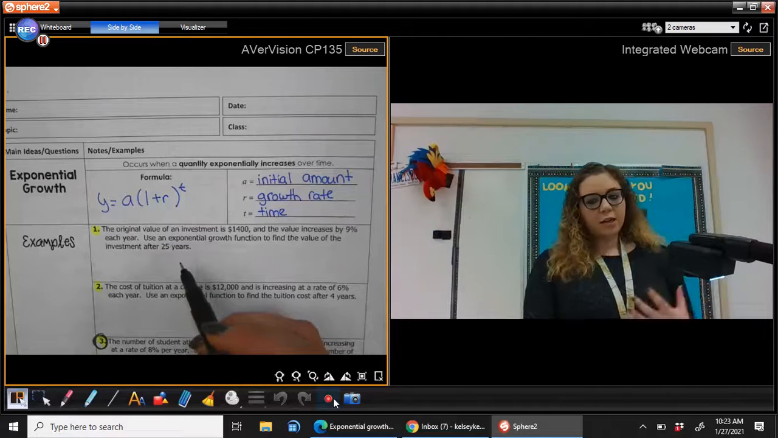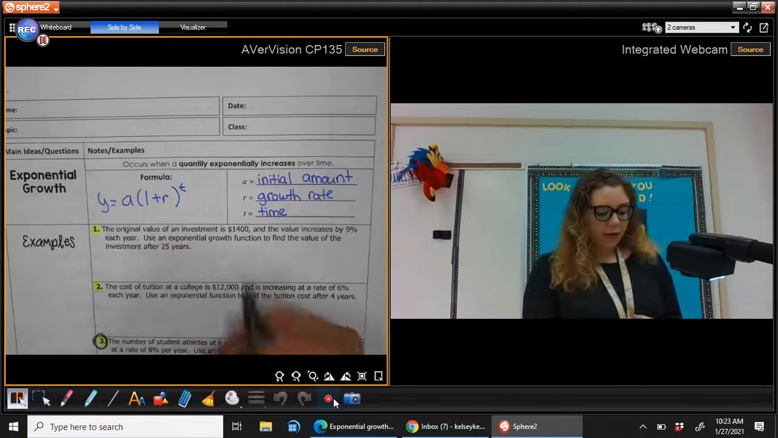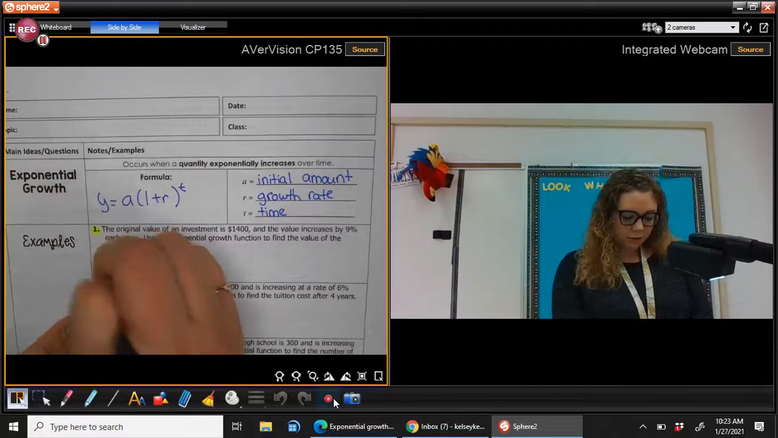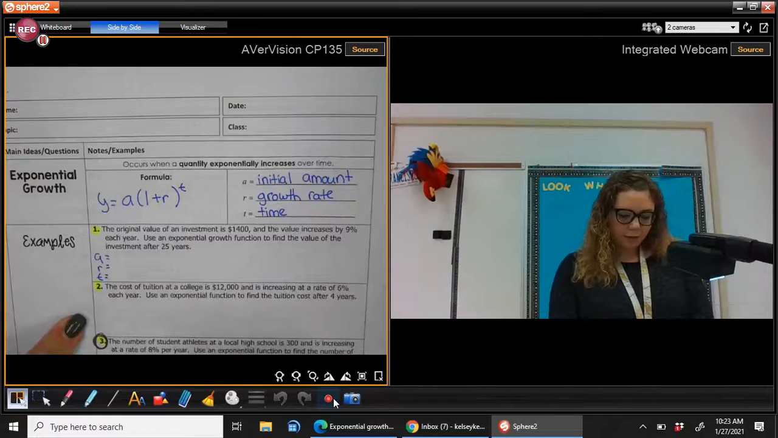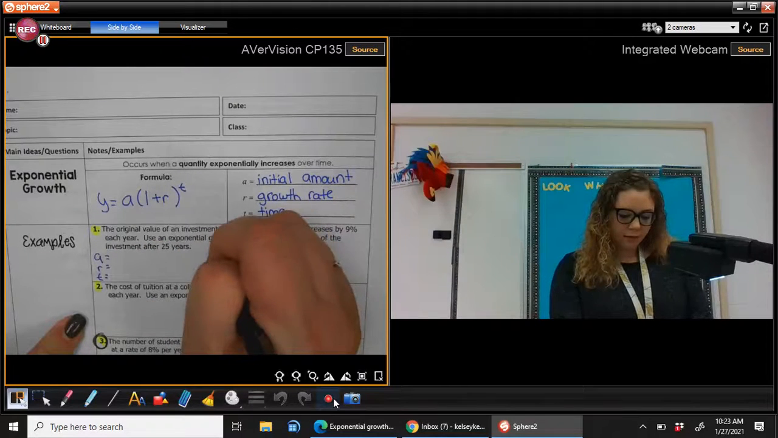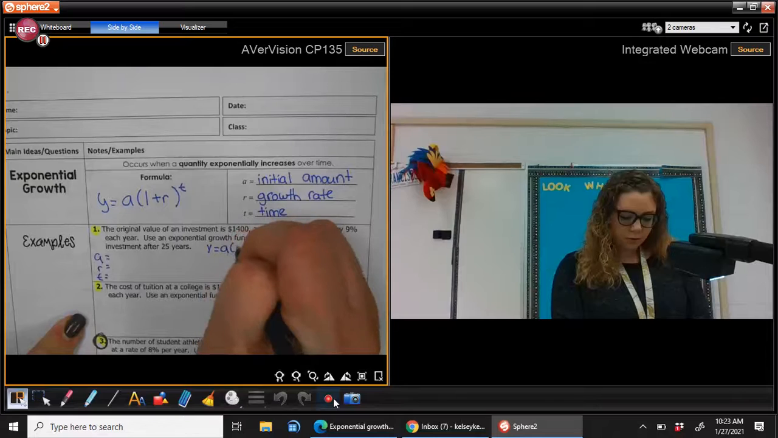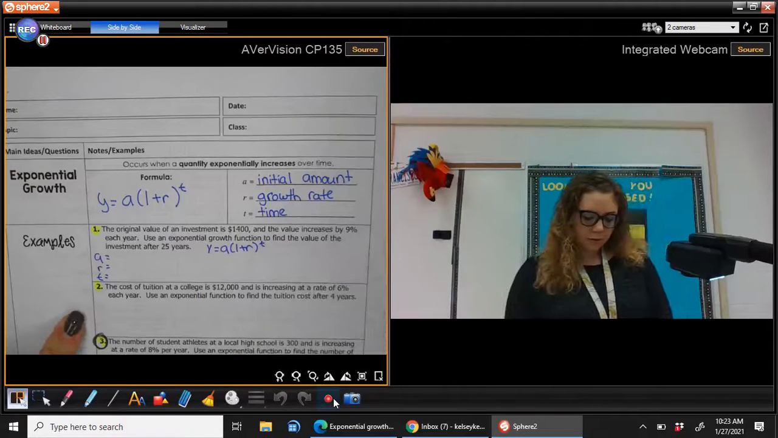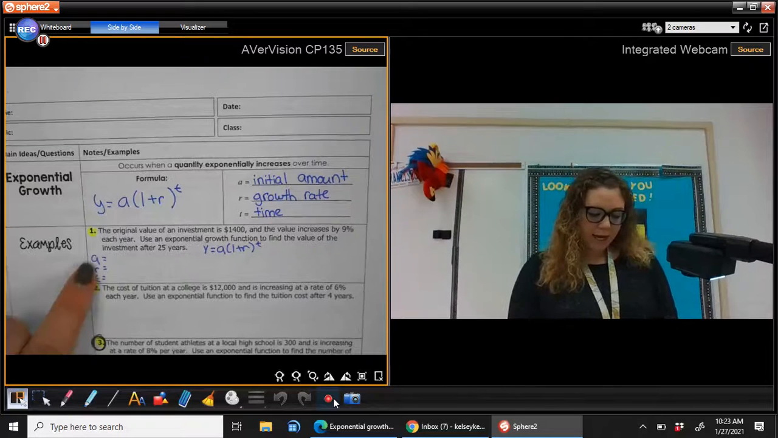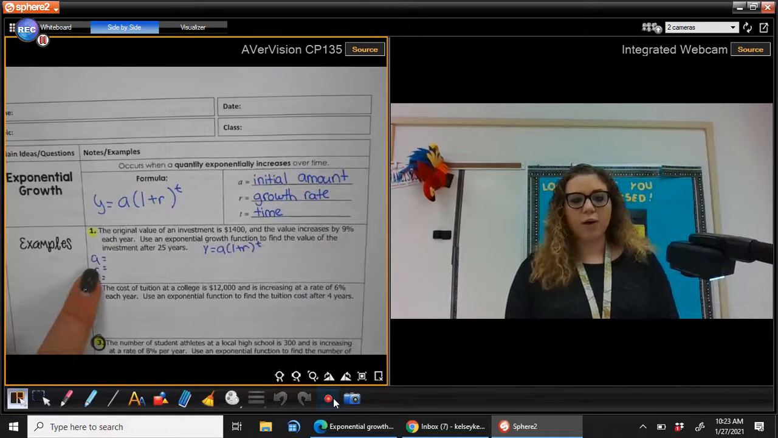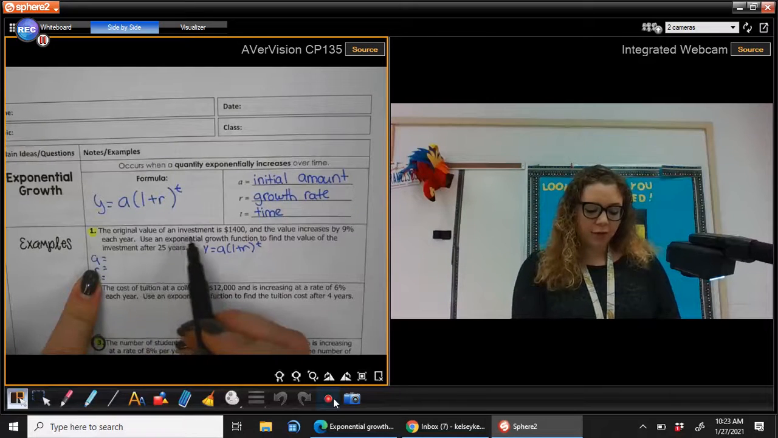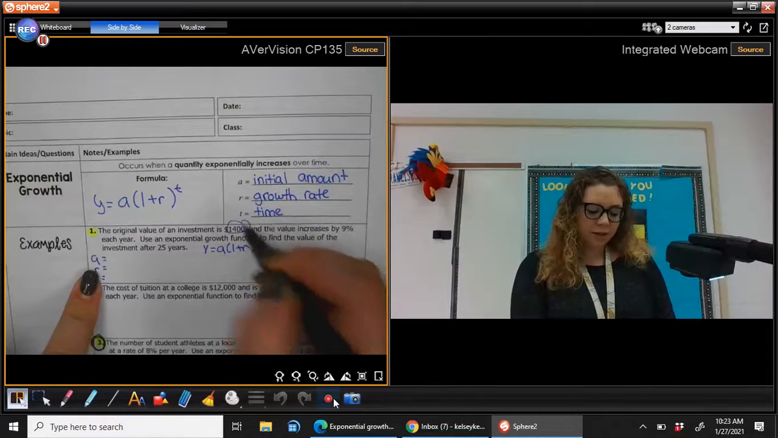But as soon as I know it's going to be exponential, I'm going to list these three things: A equals, R equals, T equals. And I'm going to go ahead and write out my formula. You are going to have to memorize this. So A again is my initial. So what do I start out with? It says the original value is 1,400. So that's going to be my A.